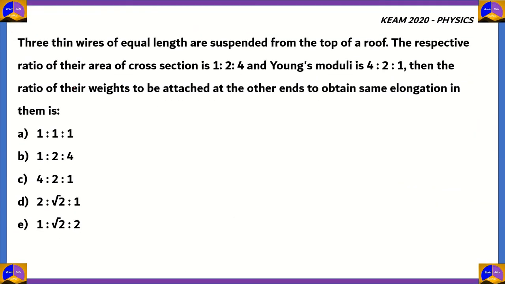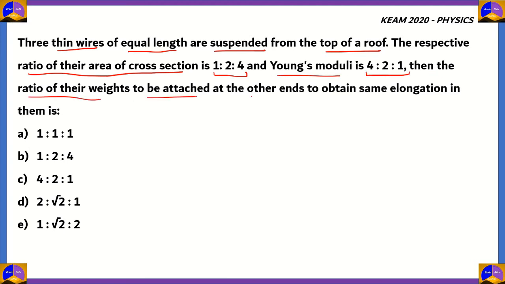Now let's look at some questions of physics. 3 thin wires of equal length are suspended from the top of a roof. The respective ratio of their area of cross-section is 1:2:4, and Young's moduli is 4:2:1. Then the ratio of their weights to be attached at the other ends to obtain same elongation in them is 1:1:1, 1:2:4, 4:2:1, 2:√2:1, 1:√2:2.